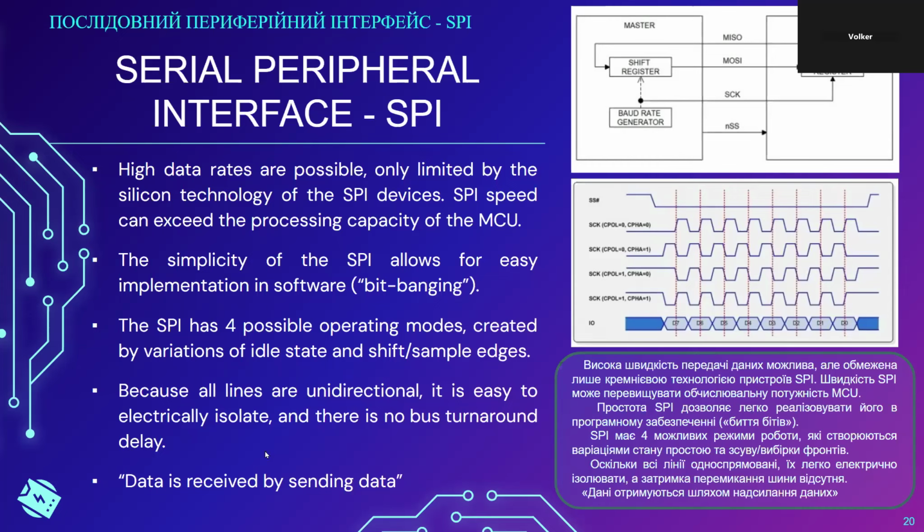If you look at the first image again, to the top right, the reason for that is because the master needs to operate the system clock in order to get data from the slave clocked back in. So the master needs to transmit data to receive data.